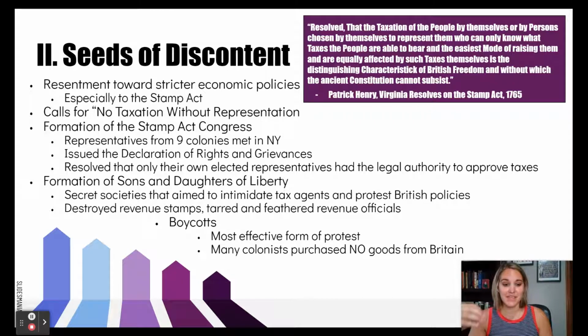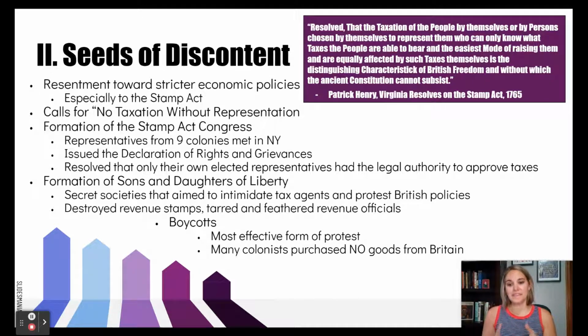And so what they do is they begin to have calls for no taxation without representation. And what I want to emphasize here is that it's not no taxation, period. They're not saying we won't pay taxes. They're just saying we must consent. We must have representatives act on our behalf.